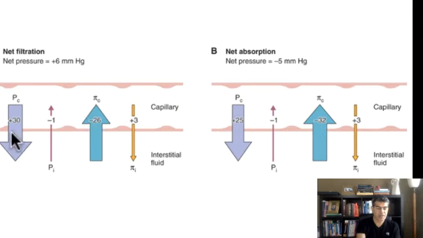This positive and negative just shows the direction of the blood flow. If direction is outside, it shows positive. If direction is inside, it shows negative. So the two major forces would be hydrostatic pressure and oncotic pressure.